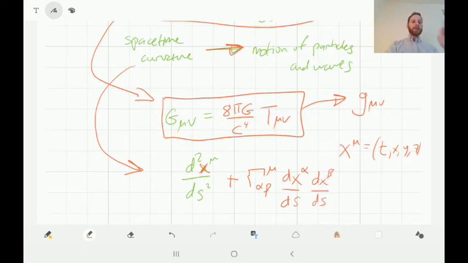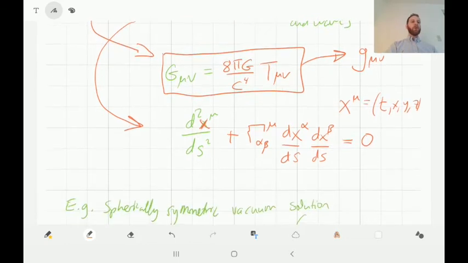And this parameter s, you can in fact think of as the space-time interval, if you wish, or just any good parameter that, as it monotonically increases, the position of a photon goes from point A to point B. Anyway, if there are no other forces present, so it's just gravity, space-time curvature, then this is equal to 0. And then one can take this equation and in principle solve for x mu as a function of this parameter s, or any other good parameter. So in other words, you can solve for the trajectory of a particle, a proton, electron, a photon.